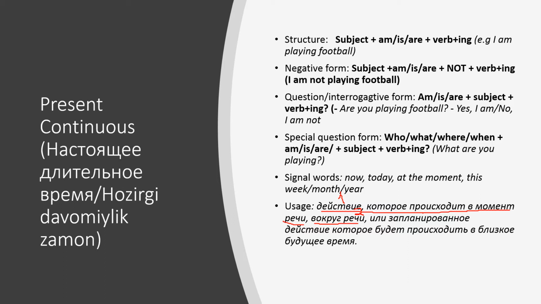Next one, arranged actions. Arranged actions in the future. I'm sorry. For example, I am meeting Tom tomorrow. We have planned yesterday. We called each other and arranged to meet at 2 o'clock the next day. So I am meeting Tom tomorrow. It is planned. So we can use present continuous tense.